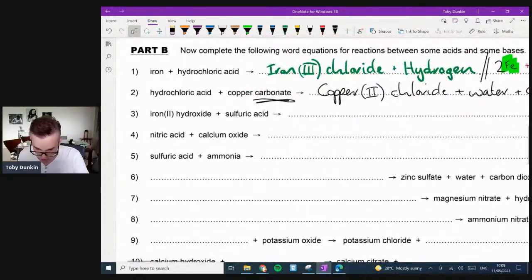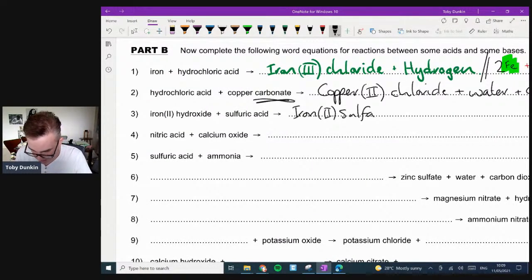So iron 2 hydroxide will form iron 2 sulfate. Yeah, so this is going to form iron 2 sulfate. The 2 will always copy over depending on what they give you. So if they give you 2, it copies over.